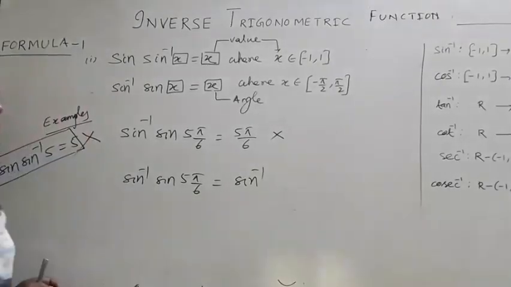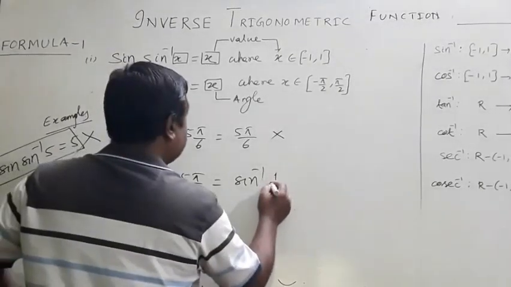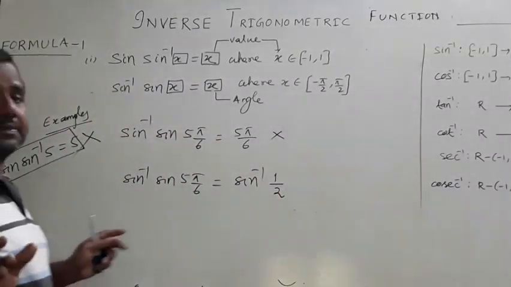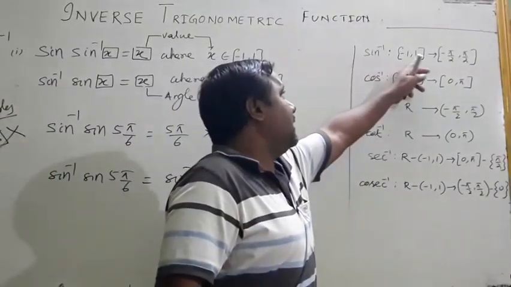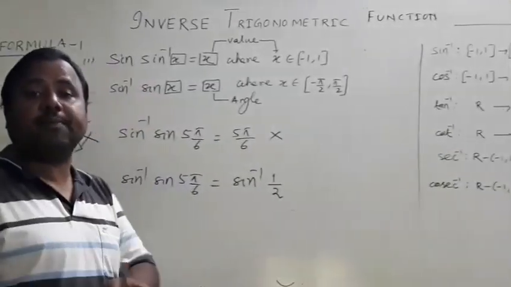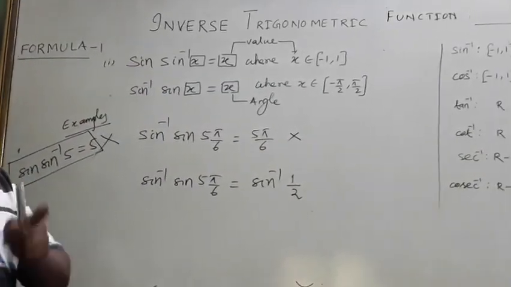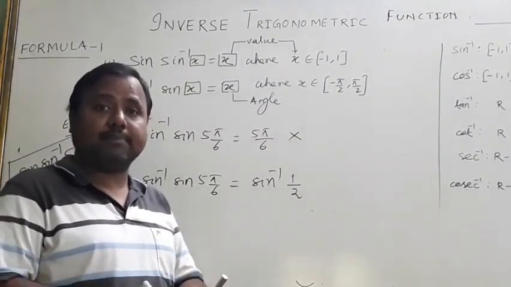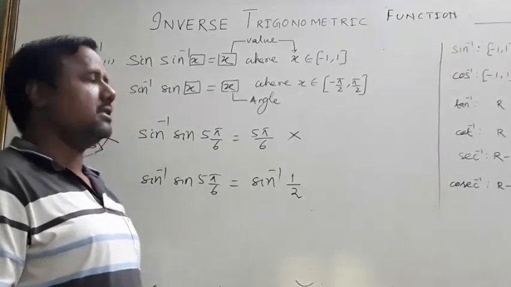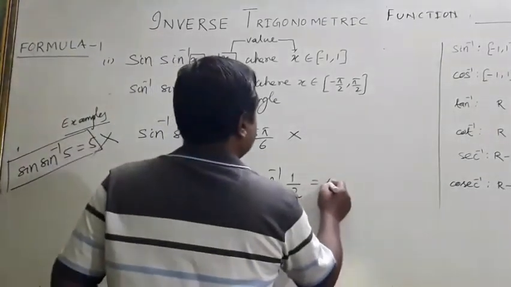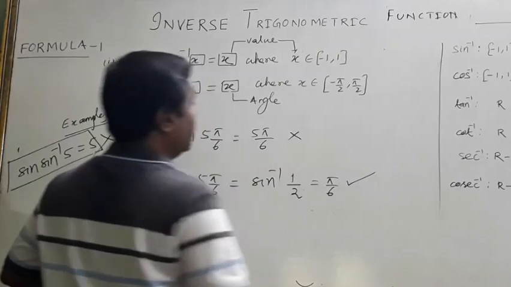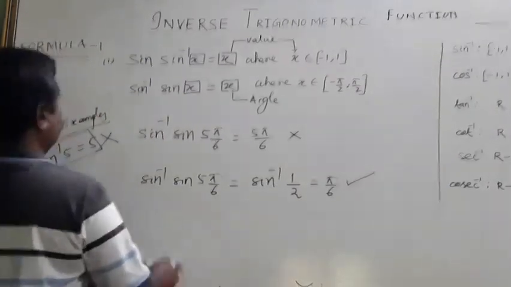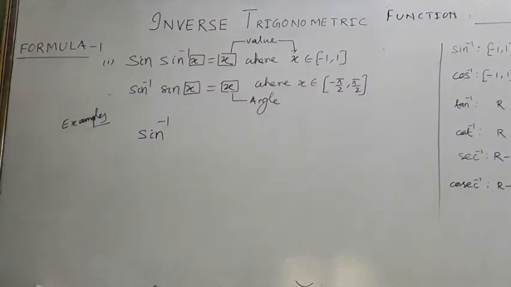What is the value of sine 5 pi by 6? Simply it is 1 by 2. And you know the value of sine inverse half. Which value will give you half within minus 90 to 90? The value which gives you half for sine within minus 90 to 90 is pi by 6. It is very important. Now I am giving you another example. Now I am giving 2 to 3 examples.